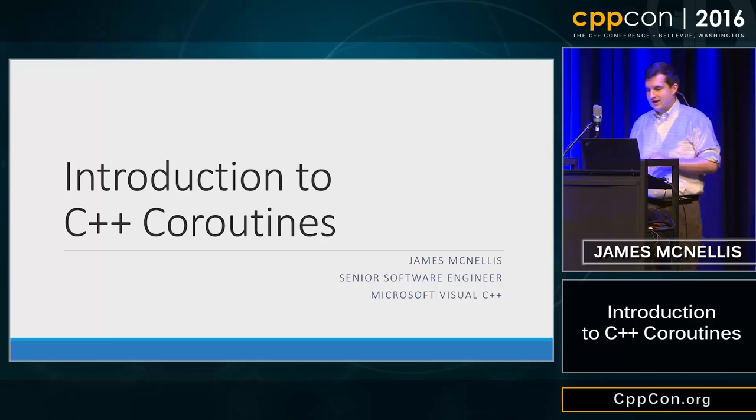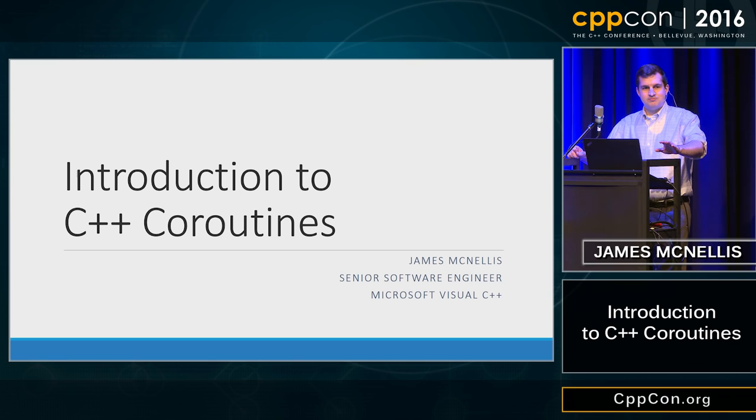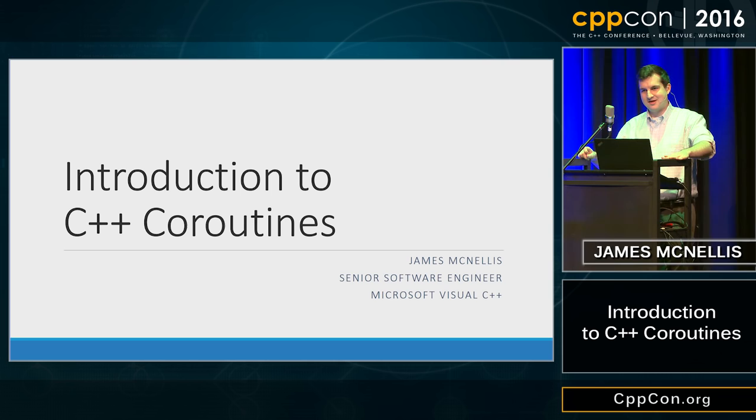My name is James McNellis. I'm a member of the Visual C++ team at Microsoft, and I'm going to give an introduction to the C++ coroutines feature today. Just a few notes before we begin. This feature is still in development. It's not yet standardized. It will not be part of C++17, but it is going to be part of a technical specification that should be done soon. I'm here to describe the current proposal, not to argue about one particular design versus another, though I'd be happy to do that outside after the talk.